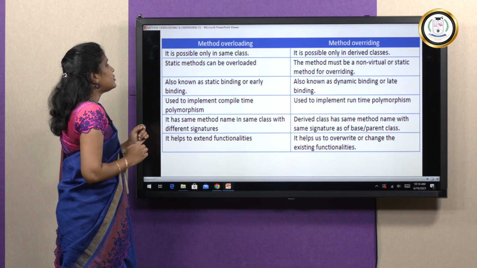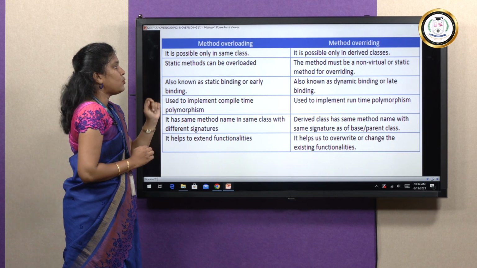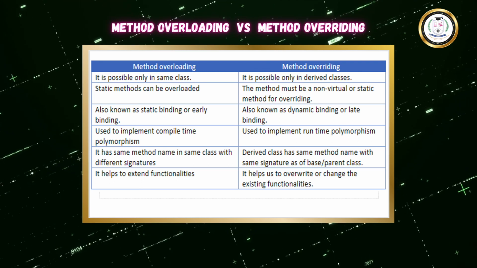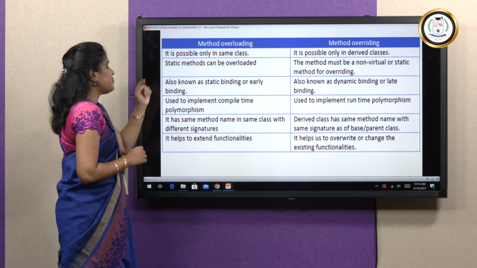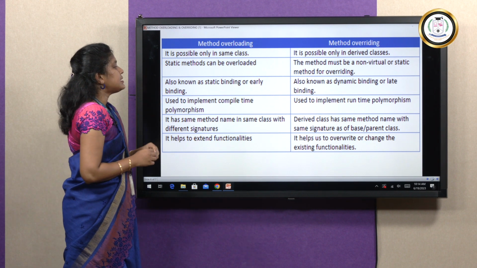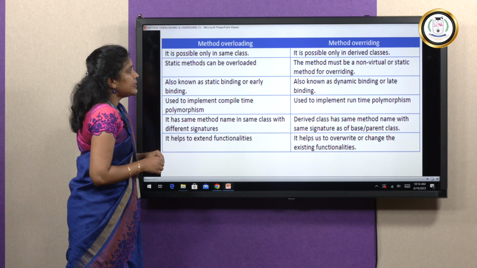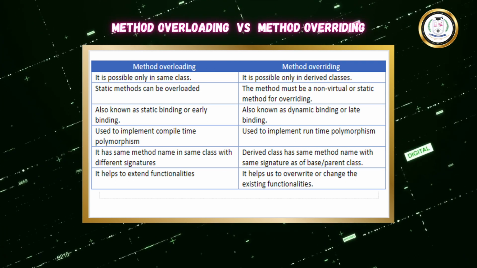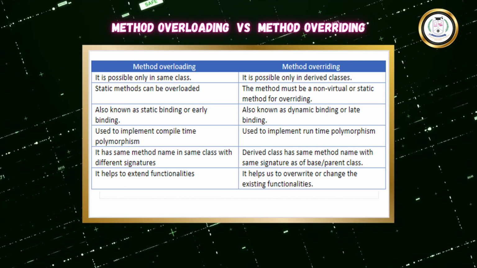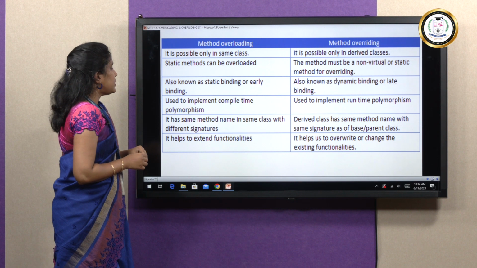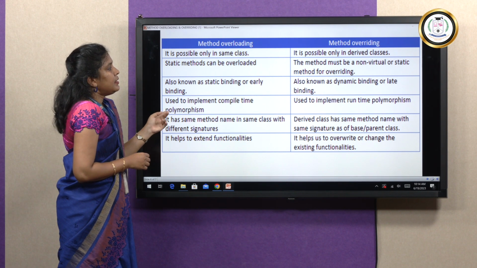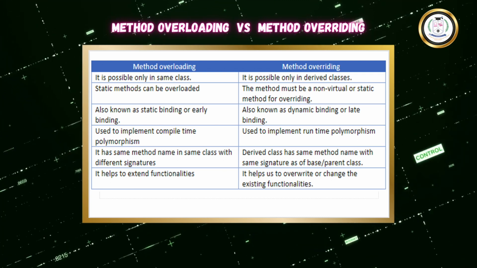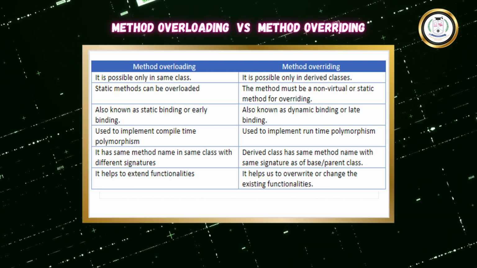In method overloading, static methods can be overloaded. In method overriding, it is not possible for a static method. Method overloading is called static binding or early binding. Method overriding is called dynamic binding or late binding. Method overloading is used to implement compile time polymorphism, whereas method overriding is implemented by runtime polymorphism.